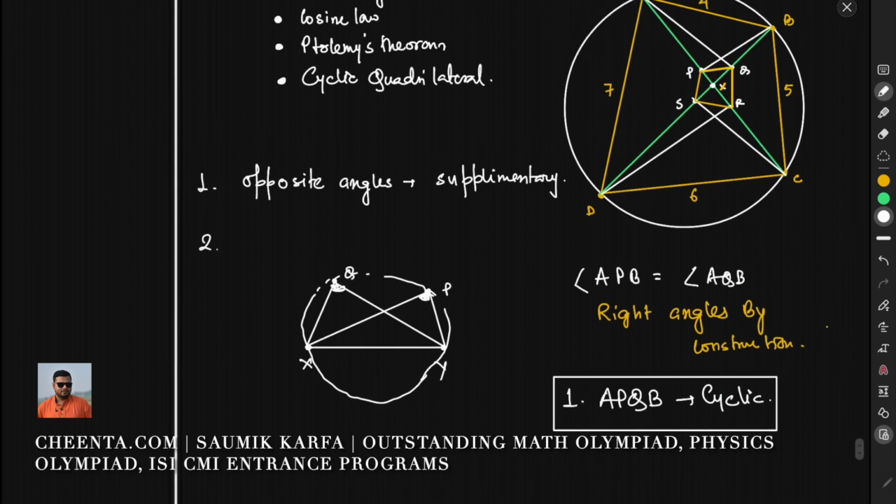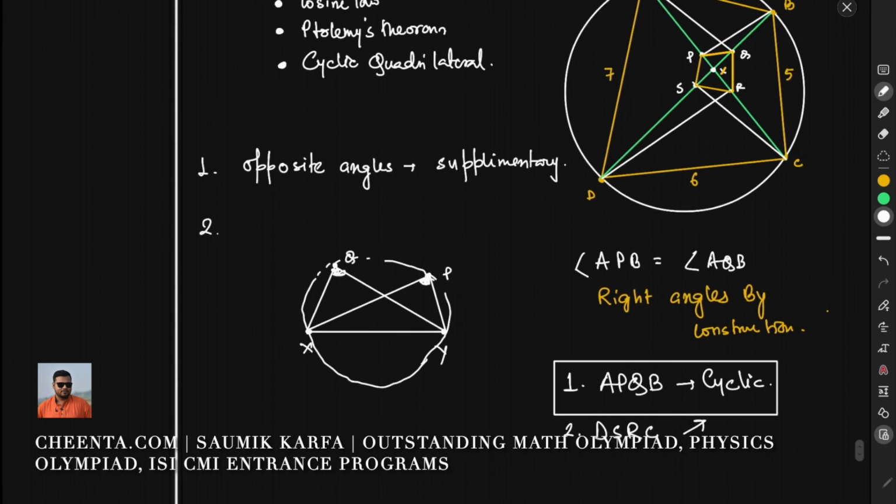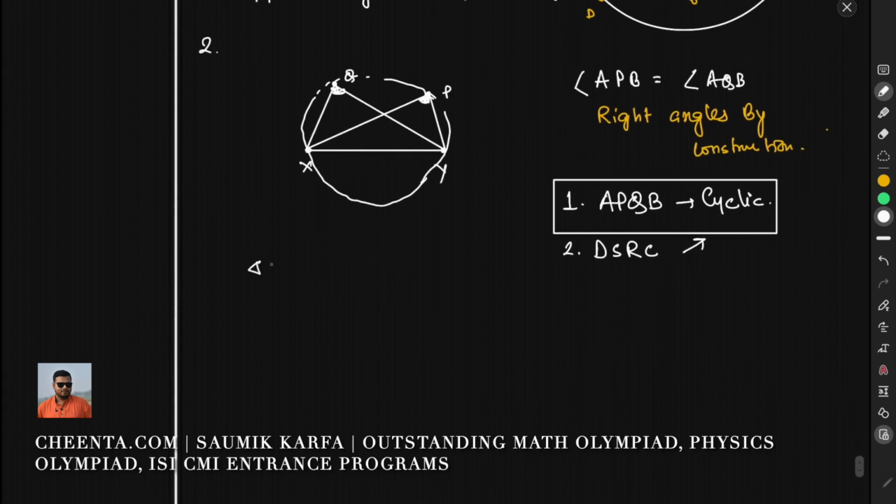Now my claim is that DSRC is also cyclic. And why is that true? If you know, you can comment down your argument in the comment box. DSRC is also cyclic. Now what happens if these two quadrilaterals are cyclic? I'll make another claim and we will also prove that eventually. My claim is that triangle XPQ is similar to triangle XBA.